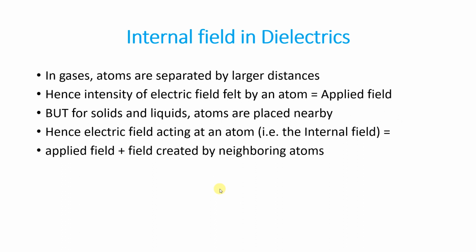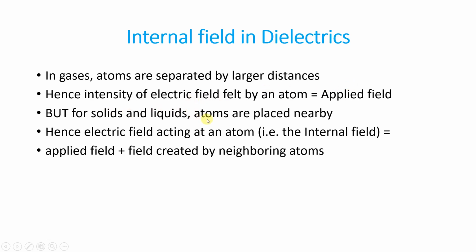So first, let's understand what is the meaning of internal field. Usually in gases, we know that the distance between atoms is very large. There is a huge separation between the different atoms. So suppose I apply an electric field to a gaseous substance. Then a particular atom within the gaseous substance will feel the applied electric field only. There is no contribution from the neighboring atoms because all of them are maintaining social distance. All of them are staying far away.